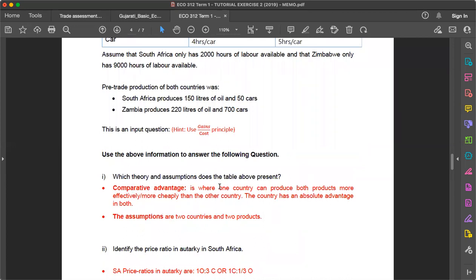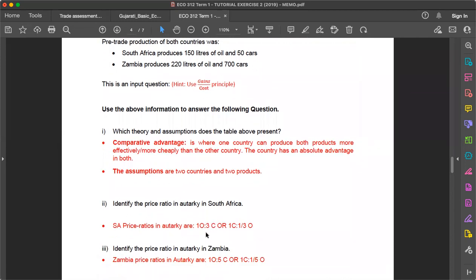And then the theories presented above are as follows. Comparative advantage, where one country can produce both products more effectively and more cheaply than the other country, and the country has an absolute advantage in both. So these are the theories and assumptions. So the assumptions are 2 countries and 2 products. Then when you identify the price ratio in autarky, this is what you should have. Being able to calculate the autarky price ratios is quite a common theme in trade. So knowing how to calculate the autarky price ratios is fundamental. So you should have calculated for both South Africa and Zambia.